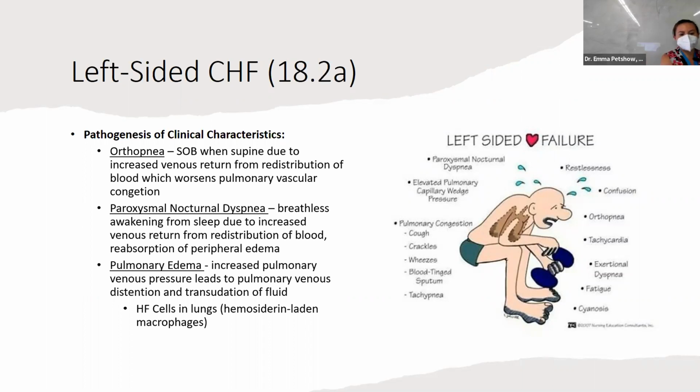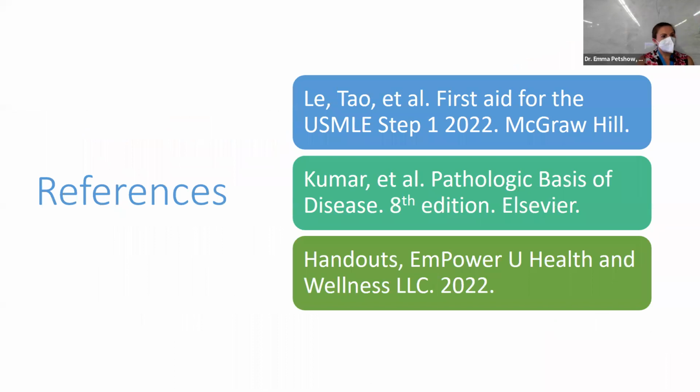Your pathognomonic for left-sided heart failure would be HF cells, heart failure cells, in the lungs. This is hemosiderin-laden macrophage. So macrophages that are hemosiderin-laden, they're called heart failure cells. So if asked what immunologic cell could be present on exam or on microscopic exam of a patient with left-sided CHF, HF cells, heart failure cells. That's it. You now know hypertension, pulmonary hypertension, right and left-sided congestive heart failure.